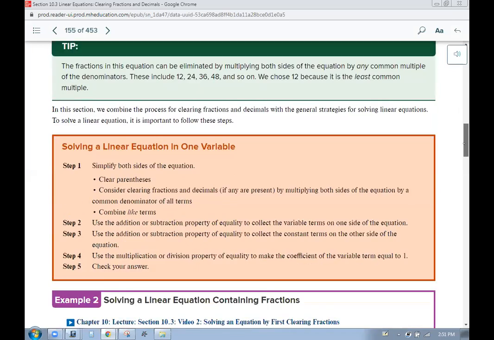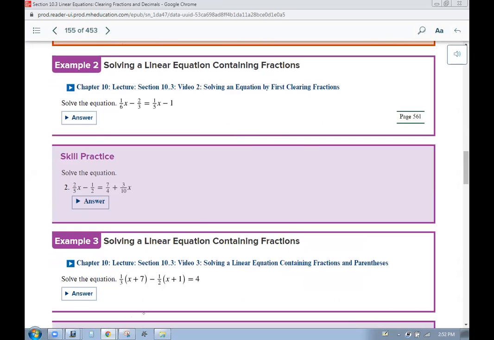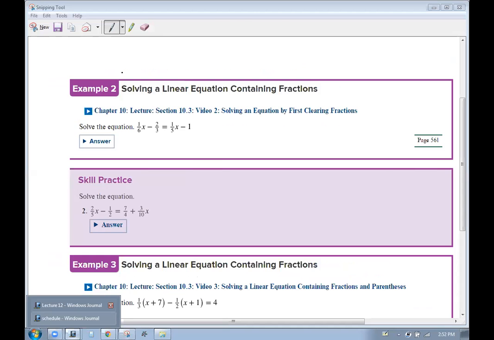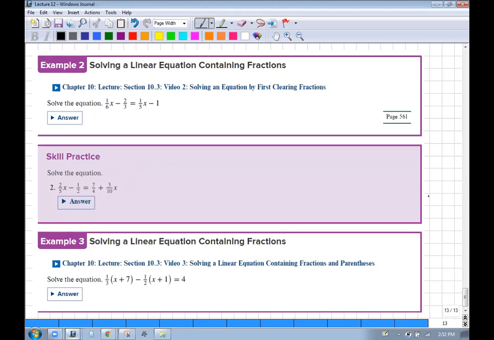Okay. Notice they always check their work. You always check your work.